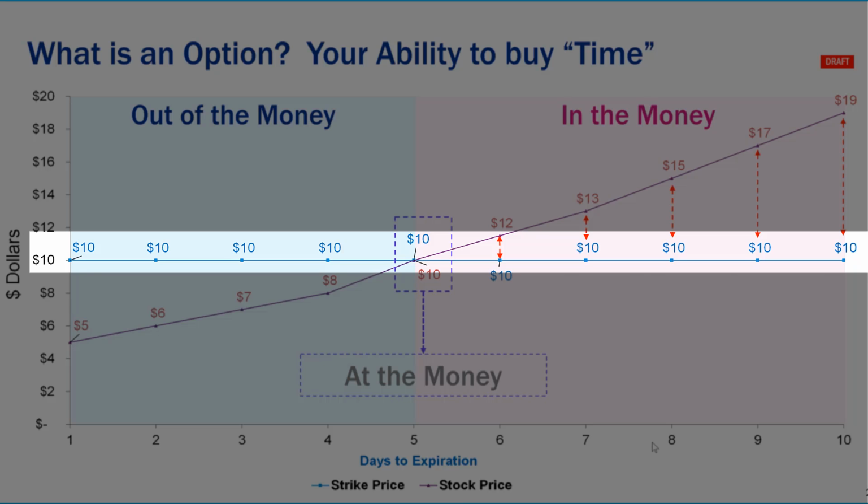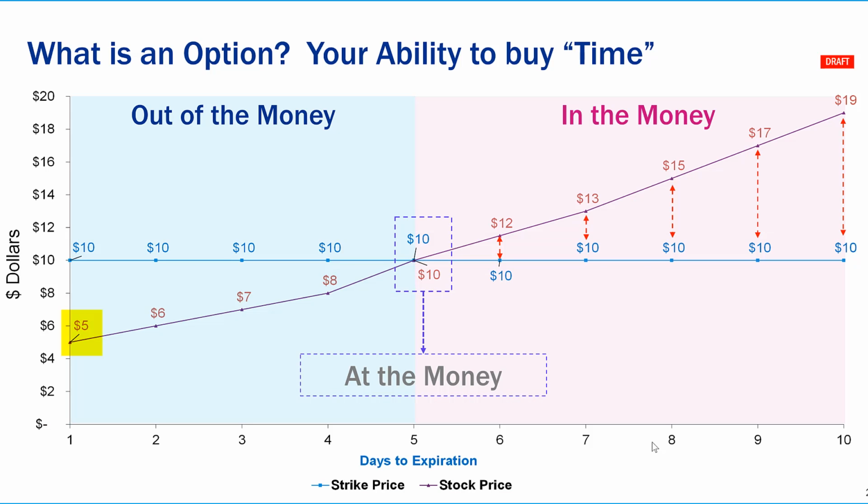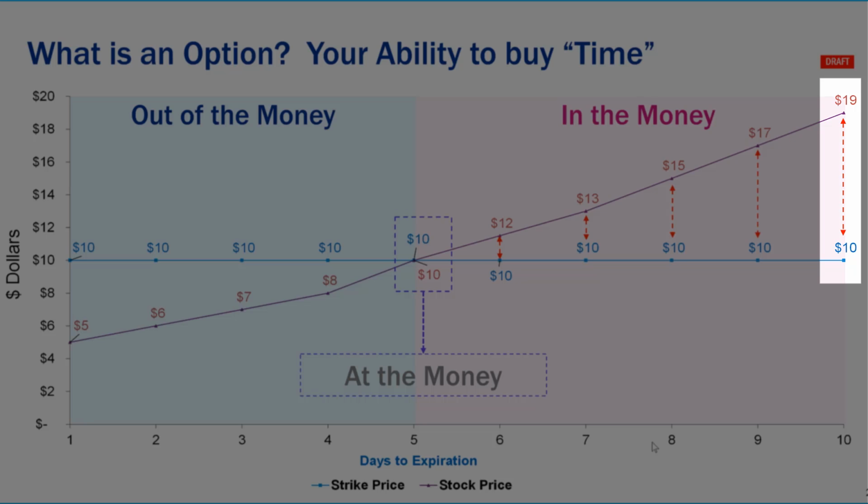The stock price now is $5. But it is trending upwards, and by the end of the 10-day period, the price would be about $19. In essence, if you exercise the right to buy the stock for $10 on day 10, then you could sell the stock for $19. So you have a profit of $9.